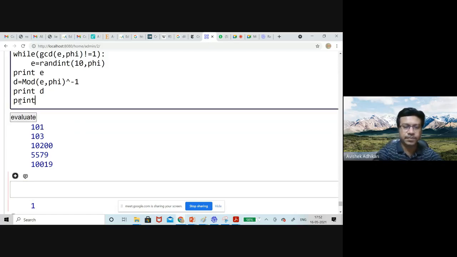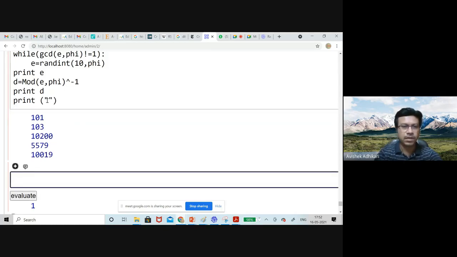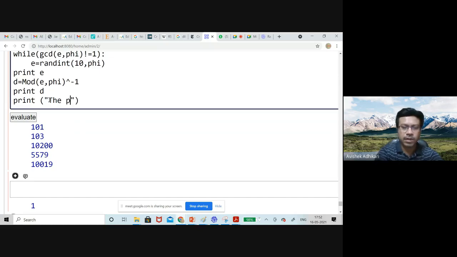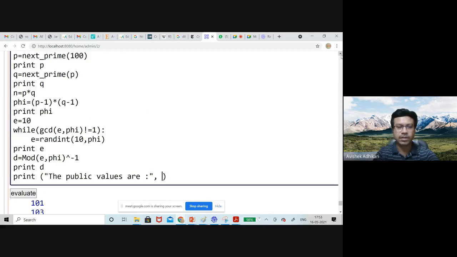So you can write, print the public values are. Which are the public values? Can anybody tell me? What are the public values? Anybody? N and E. Very good. N comma E. Let's see how it works.